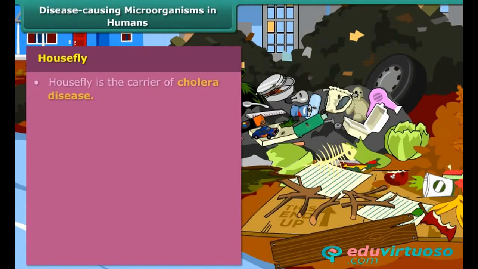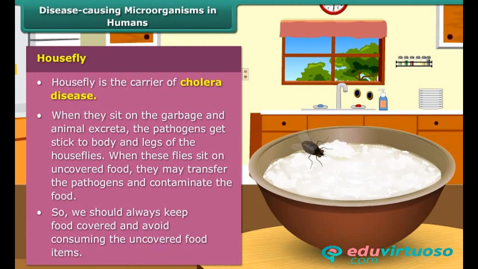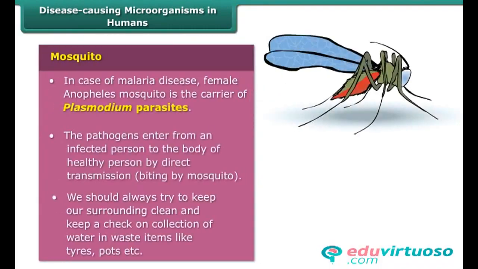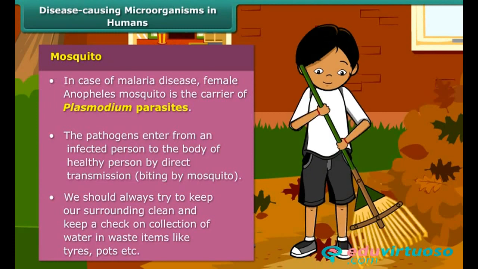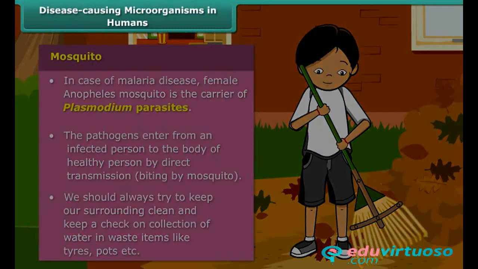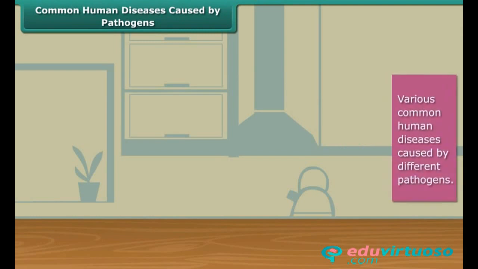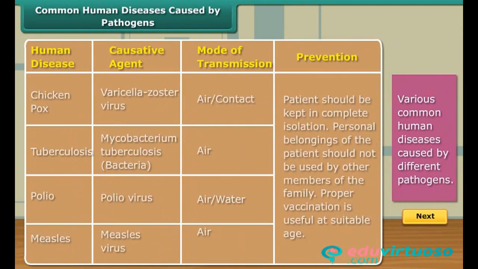In cholera, the housefly is the carrier of many pathogens. To prevent cholera, we should always keep food covered and avoid consuming uncovered food items. In malaria, the female Anopheles mosquito is the carrier of Plasmodium parasites. We should use repellent creams, sprays, and mosquito nets to prevent malaria. Here is a list describing various common human diseases caused by different pathogens.